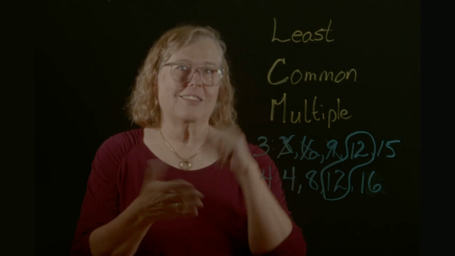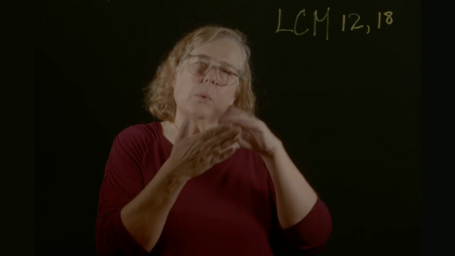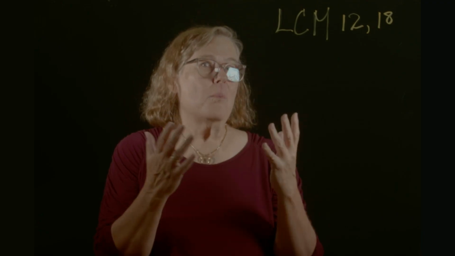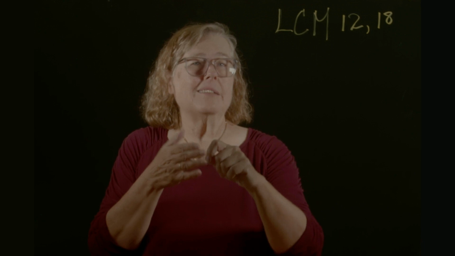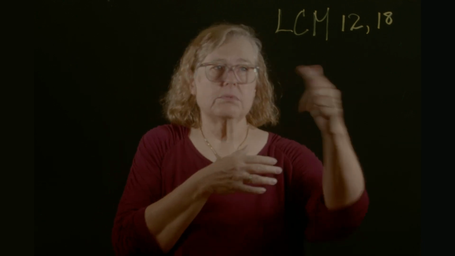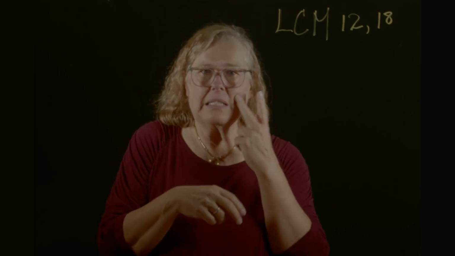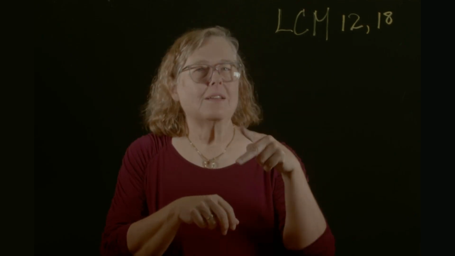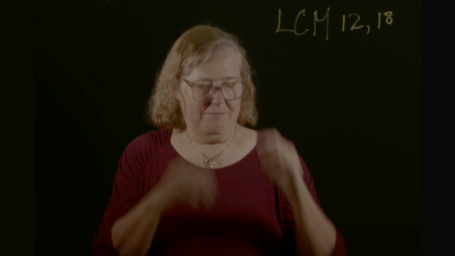Now let's try it another way. Remember last time we talked about GCF? We're going to use the same idea now. So we're going to write the skip counting. We could do that. But sometimes when you have bigger numbers, it gets harder. It gets harder to see. So we can use something easy. How are we going to do that? We're going to use upside down division again, like we did with greatest common factor.